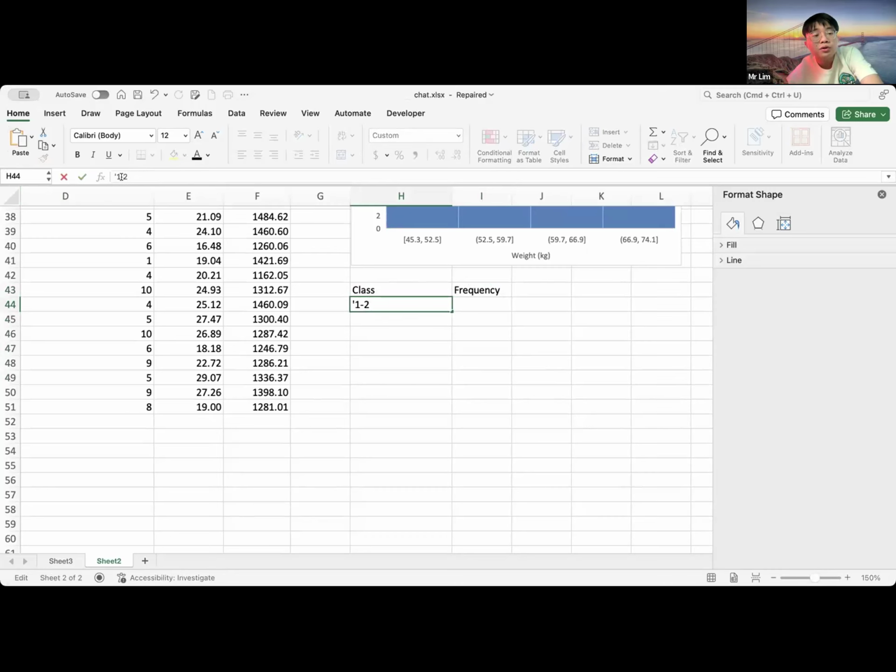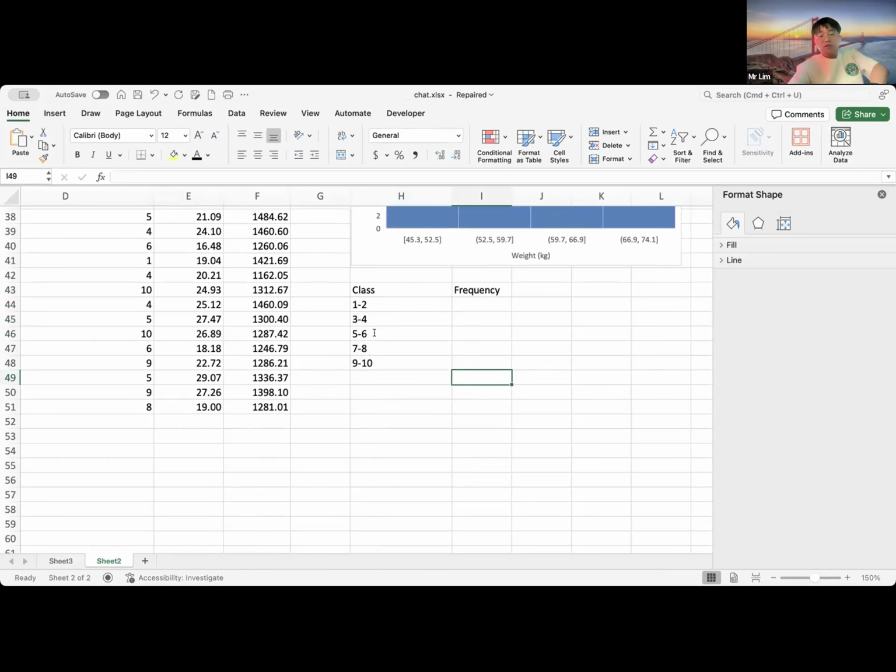Before you put 1 dash 2, put an apostrophe in front, and when you click, it will just show you 1 to 2. Okay, 3 to 4. Let's see whether I can. Well, I can't. Let's manually type 5 to 6, 7 to 8, 9 to 10.